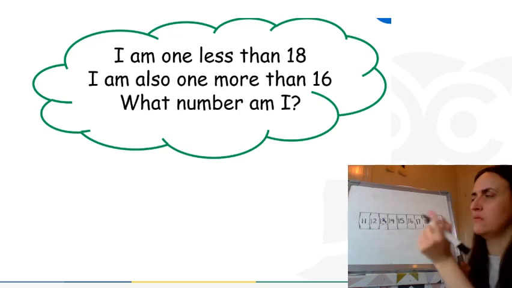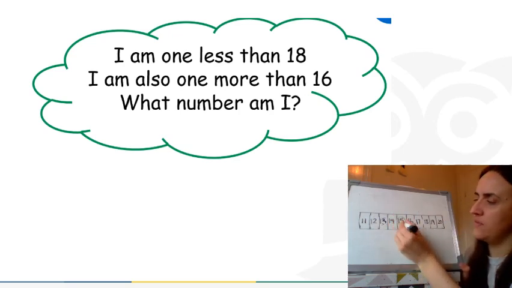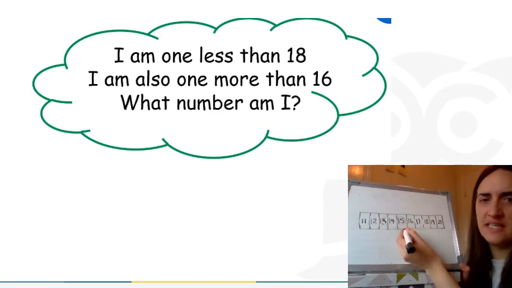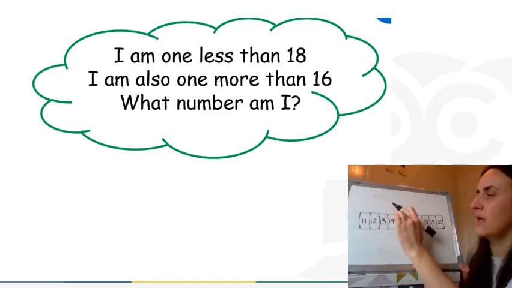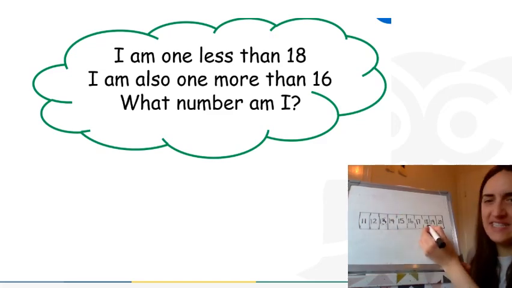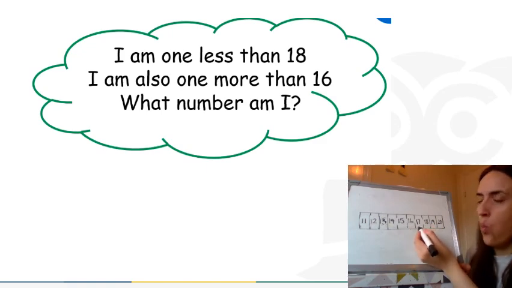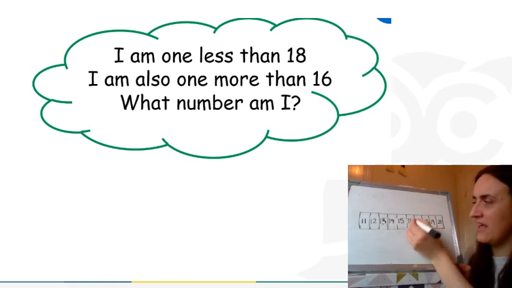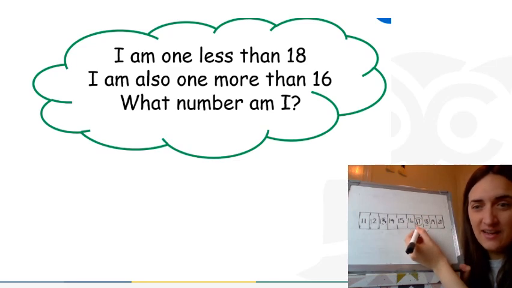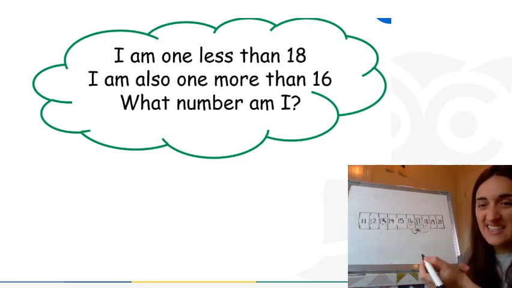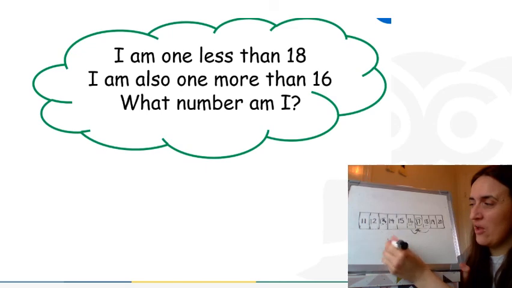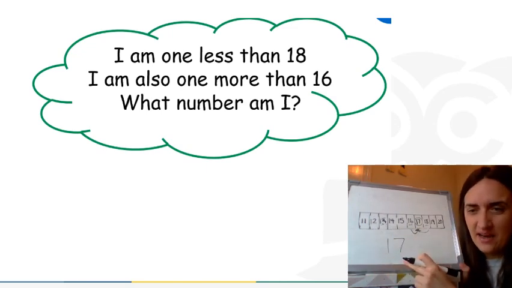Is it 15? Let's just think. 15's here. 15 is 1 less than 16. Oh no, that's not right. It has to be 1 less than 18. Okay then. 1 less than 18. So 18's here. 1 less than 18 is 17. I am also 1 more than 16. Let's just check it. 16. 1 more than 16 is also 17. What number am I? 17.